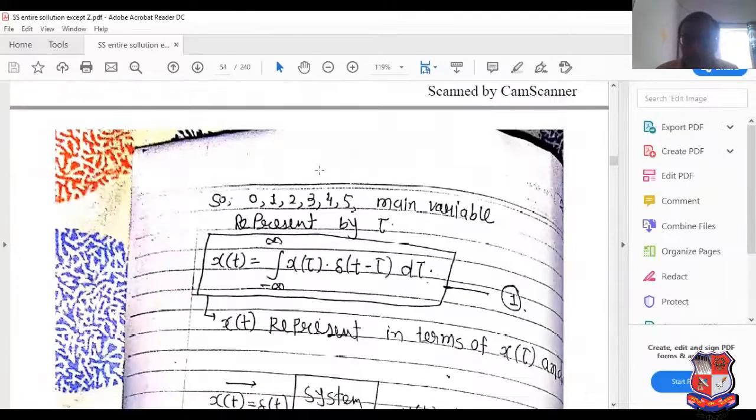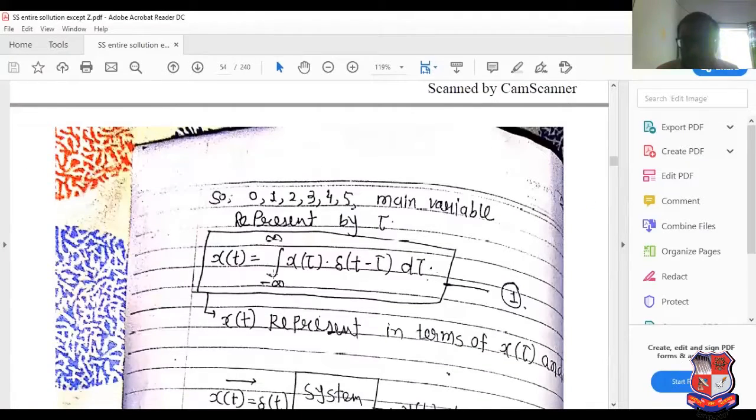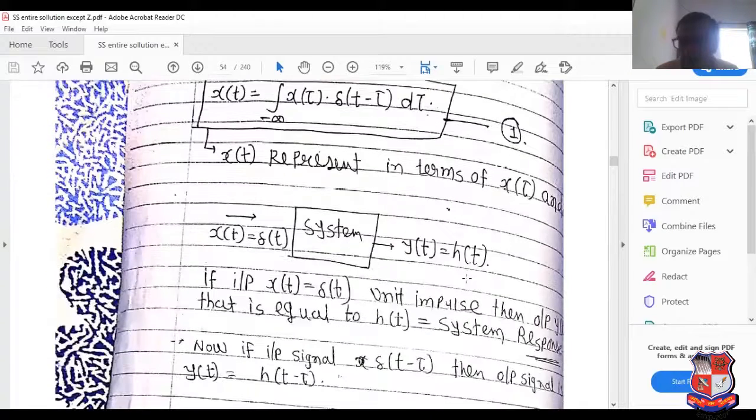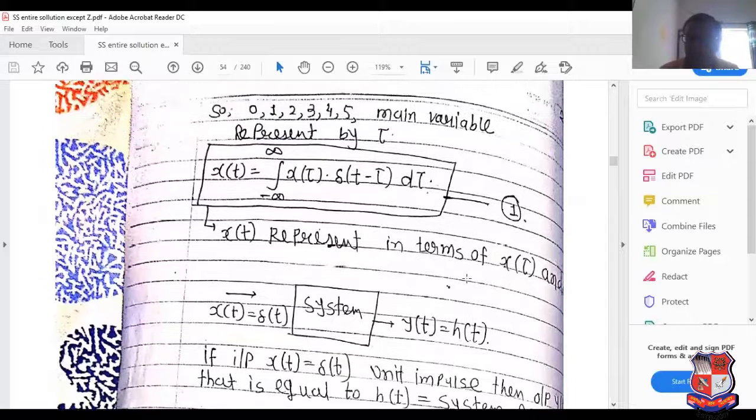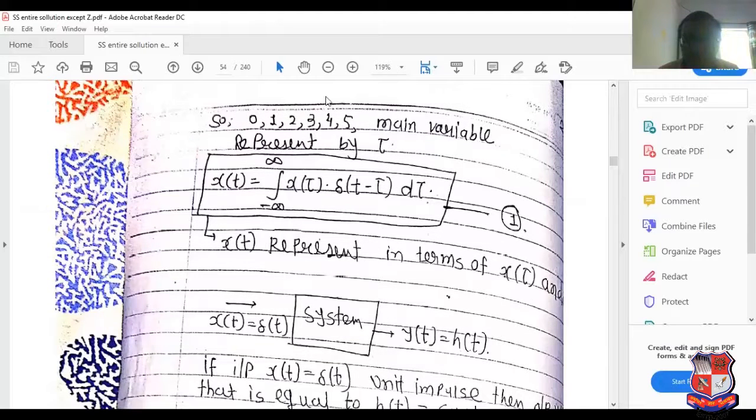So we can say x of t equal to integration from minus infinity to infinity of x of tau delta of t minus tau d tau. See this, x of t can be represented in terms of delta. So the integration from minus infinity to infinity of x of tau delta of t minus tau d tau is equal to x of t. Now this x of t can be passed through the system.